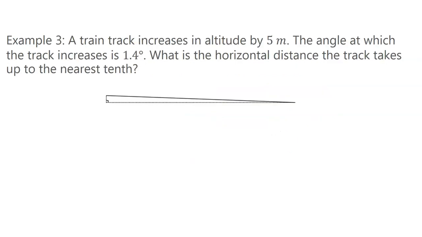Now for the last example, it says a train track increases in altitude by 5 meters. The angle at which the track increases is 1.4 degrees. What is the horizontal distance the track takes up to the nearest tenth?